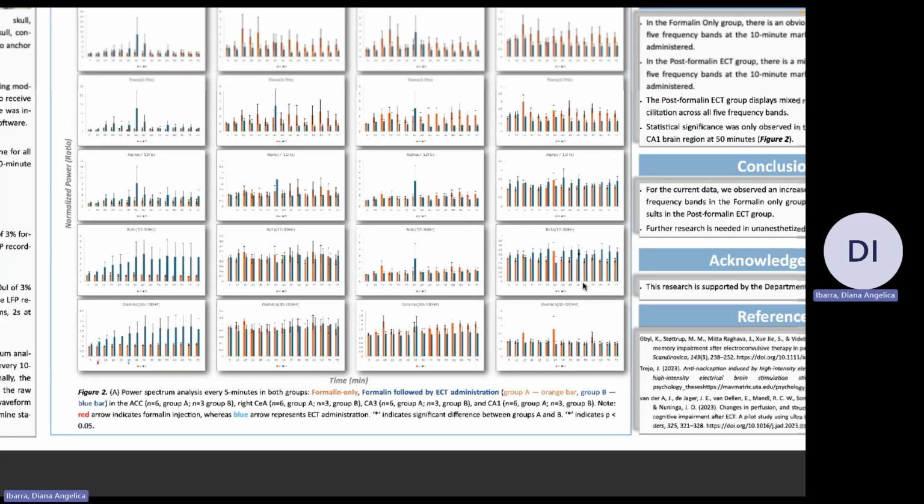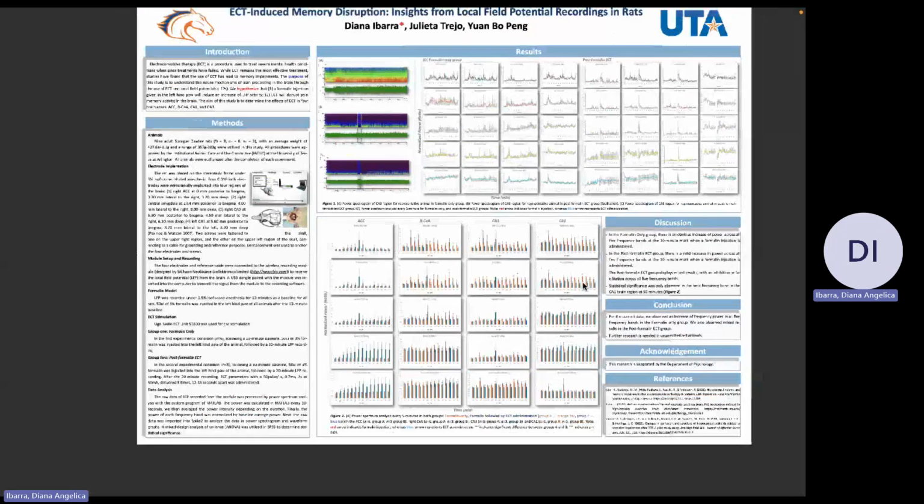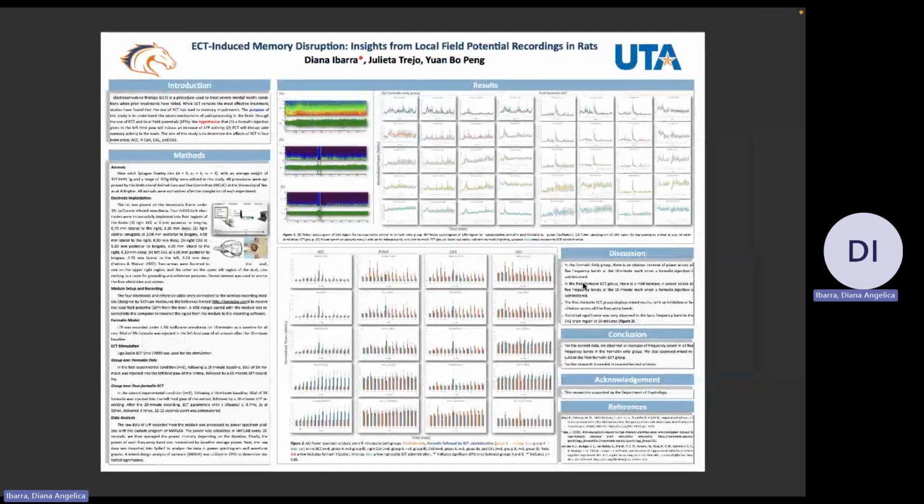So in conclusion, the LFP results indicate that ECT elicits a mixed response when administered following acute inflammatory stimulation. Further research is needed in a larger sample size, and also in unanesthetized animals, to come to a better conclusion.